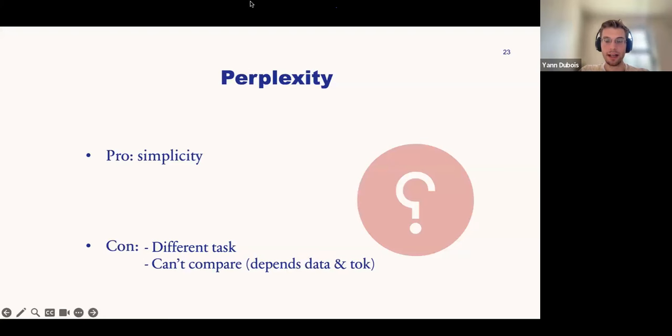Yeah, as mentioned in the chat, different tokenizers will have different vocabulary sizes. Yes, I will send the slides later. Great.